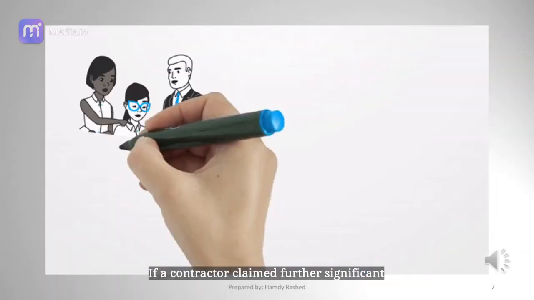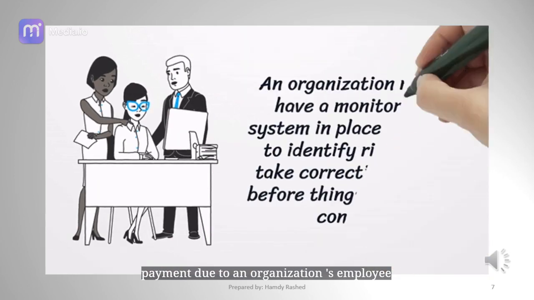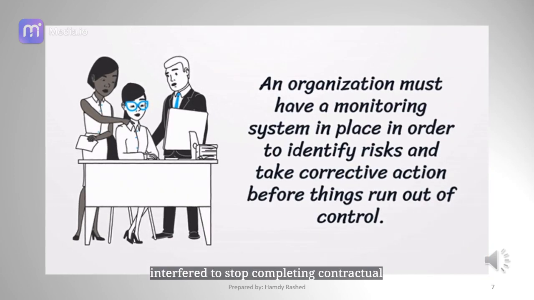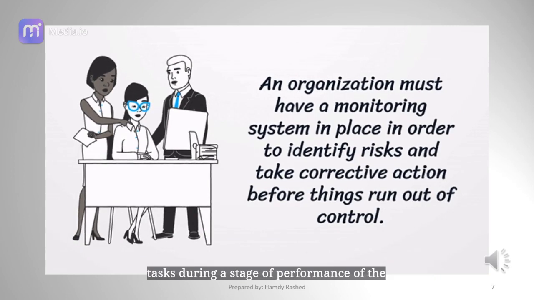If a contractor claimed further significant payment due to an organization's employee who performed his duty in the wrong way and interfered to stop completing contractual tasks during a stage of performance of the contract, other employees in the organization, an auditor or tax inspector, will normally ask how the organization can know the truth of the claim, the accurate amount of the contractor's claim. What are the consequences of not paying further payment based on the contractor's claim? A monitoring mechanism over the performance of a contractor is supposed to be established as written internal controls for responsible departments, or stated as duties in job descriptions for different positions in an organization. Also, those monitoring mechanisms should be directly or indirectly stated in a contract.